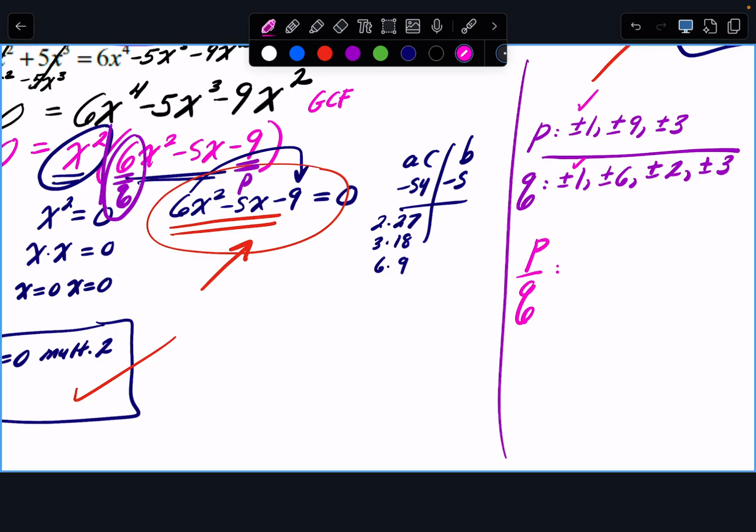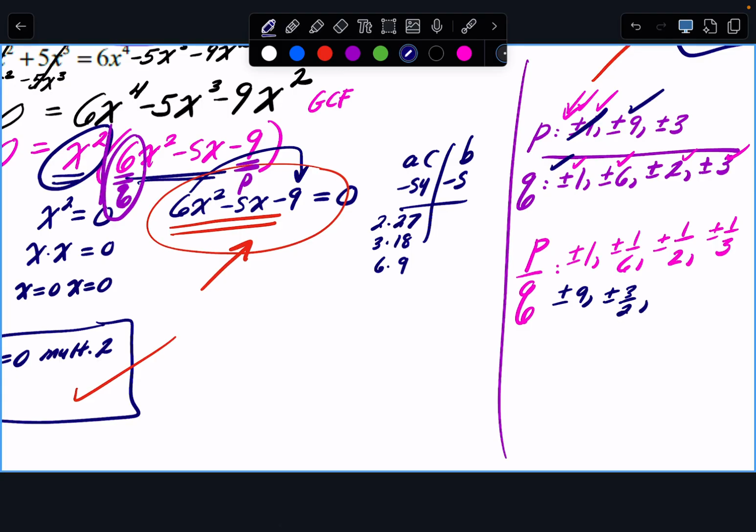So 1 divided by 1 is 1. List it. 1 divided by 6 is 1/6. 1 divided by 2 is 1/2. 1 divided by 3 is 1/3. Moving on, I've already done 1, so 1's good. 9 divided by 1 is 9. 9 divided by 6 is 3/2. 9 divided by 2 is 9/2. This is long. 9 divided by 3 is 3. Okay, I've taken care of 9.